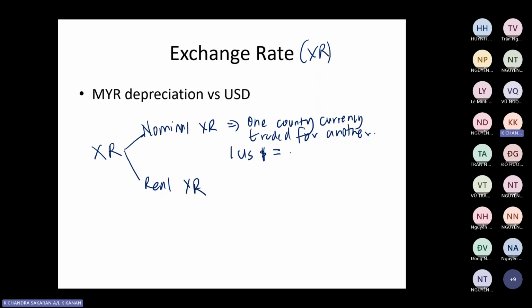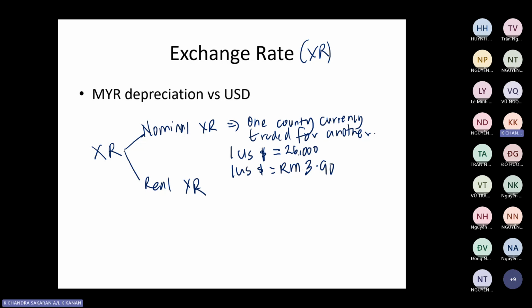Anyone give me the figure? $1, ringgit Malaysia, about 3.9. $1 for dong is how much? To Vietnam, yeah, Vietnam dong. How much? 26,000 Vietnam dong. That means the Vietnam dong has become very weak.